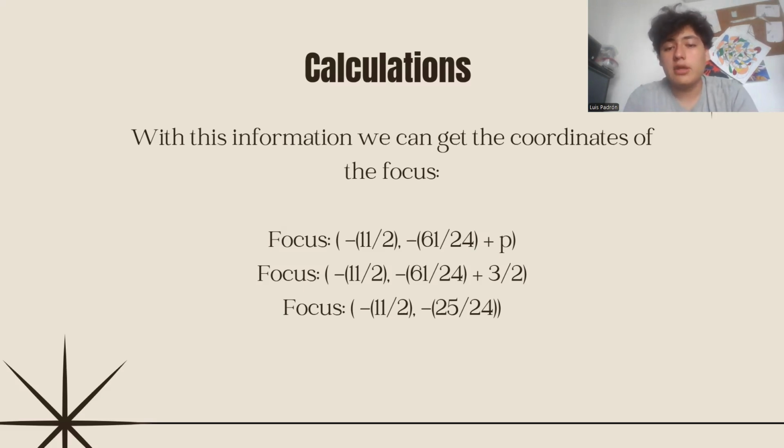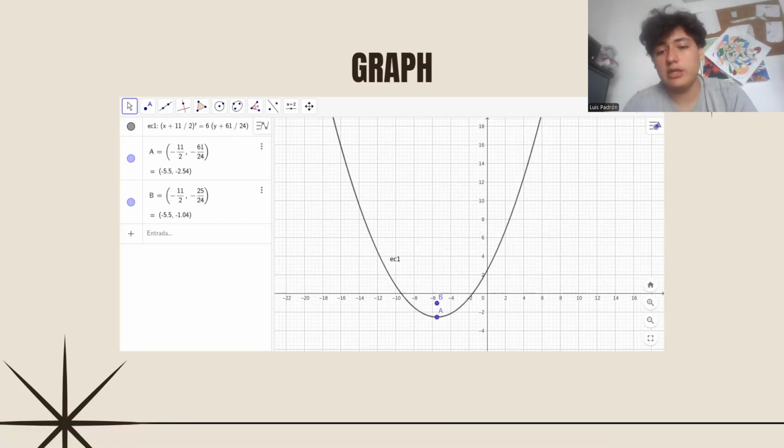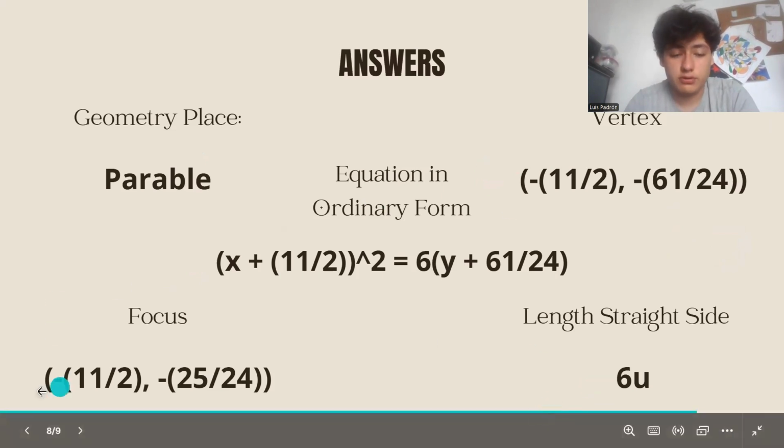Minus 11 halves and minus 61 over 24 plus 3 halves equals minus 11 halves, comma, minus 25 over 24. And now we graph it in GeoGebra to have a way to show it in a picture. Here's the vertex, right where we expected it to be, and the point B is the focus point. And at the end of the day, we know it's a parabola. We have this equation in the ordinary form. We know the vertex, the length of the straight side, and the focal point.